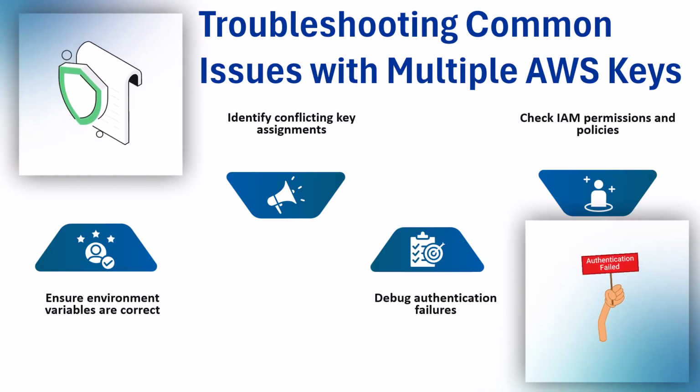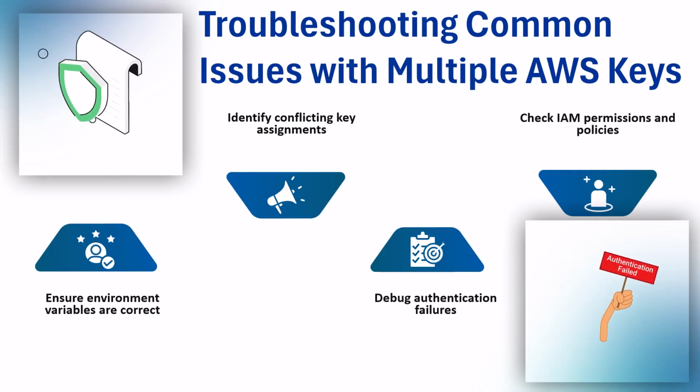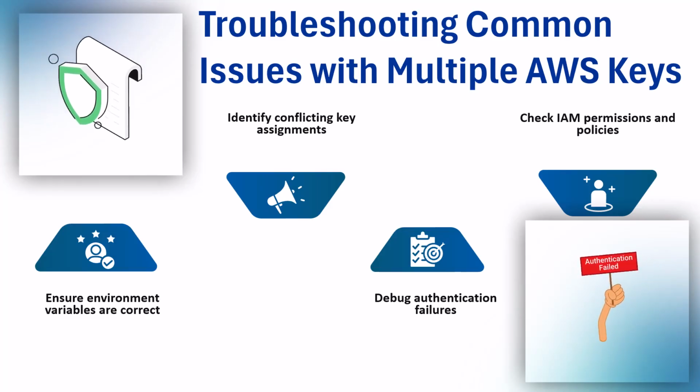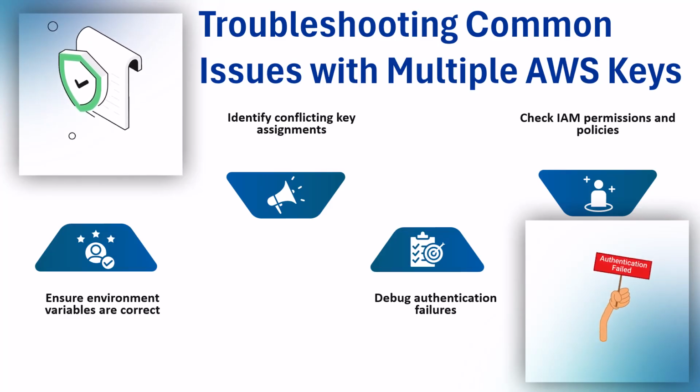If AWS keys misbehave, don't panic. First, check for conflicting assignments. Two keys fighting for the same job never ends well. Next, IAM permissions dictate who gets what, so make sure they're set right. Environment variables can make or break authentication, so double-check those. And finally, debugging helps us untangle the mystery. Think of it as detective work.